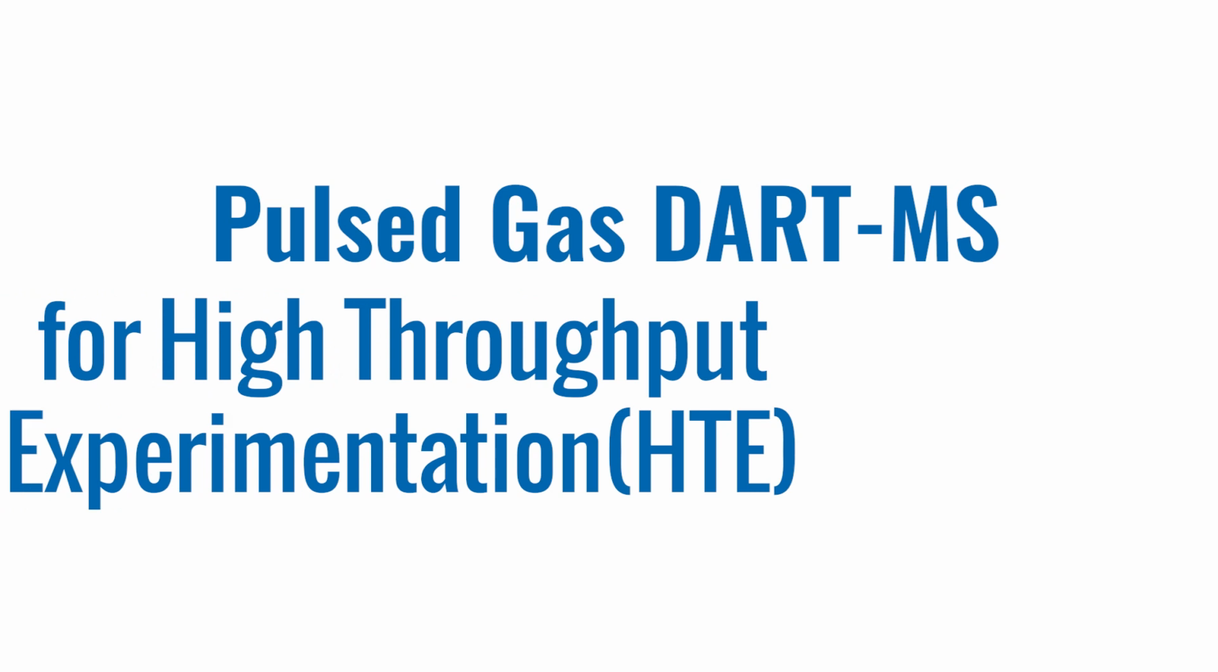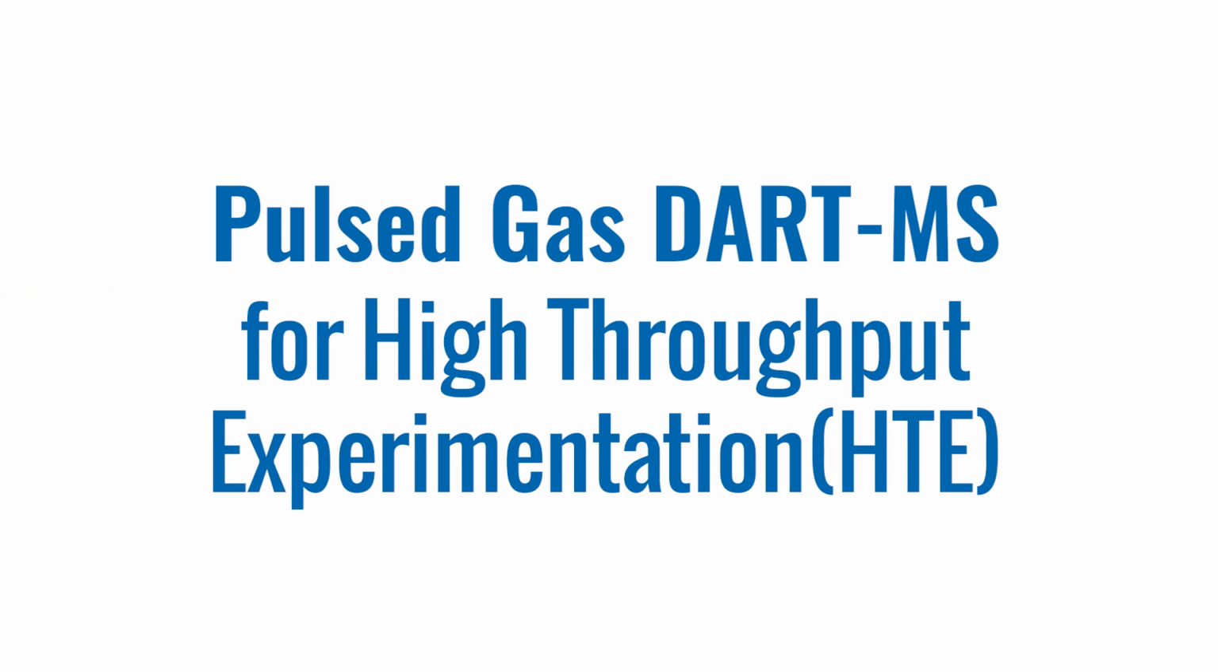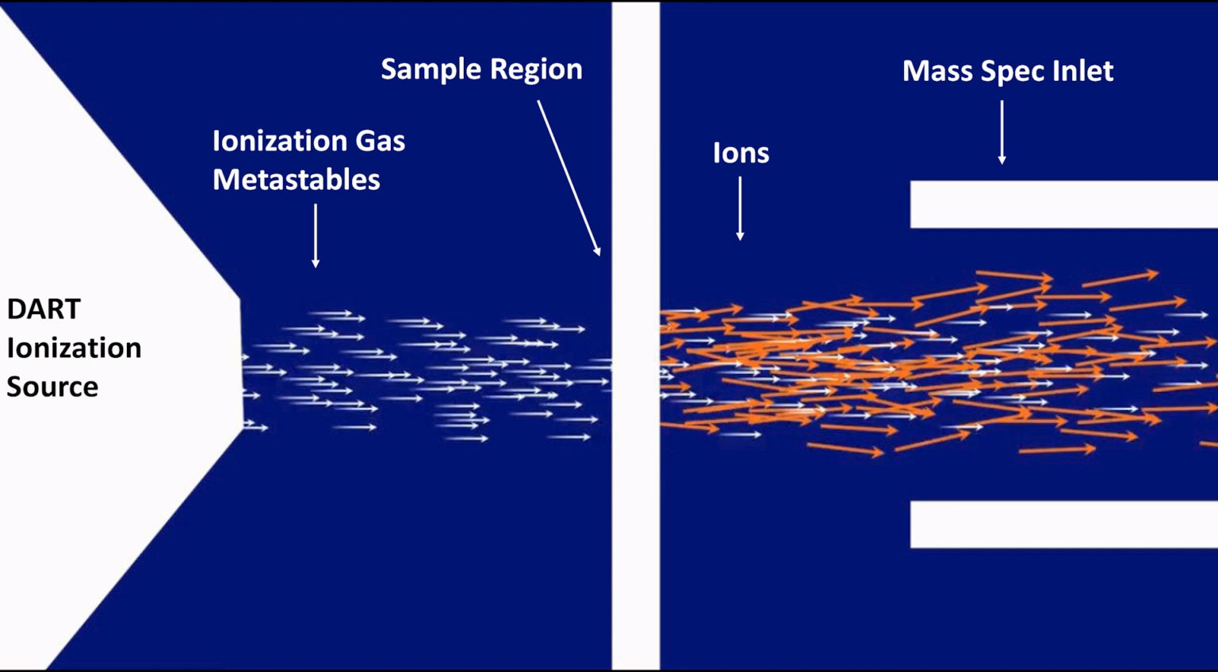In order to increase the sensitivity and throughput of DART mass spectrometry, we have developed a new pulsed ion source based on DART technology. The current DART source utilizes a continuous flow of ionization gas for the entire course of the analysis. The diagram here shows continuous flow of gas containing metastables interacting with sample-producing ions for detection by the mass spectrometer.